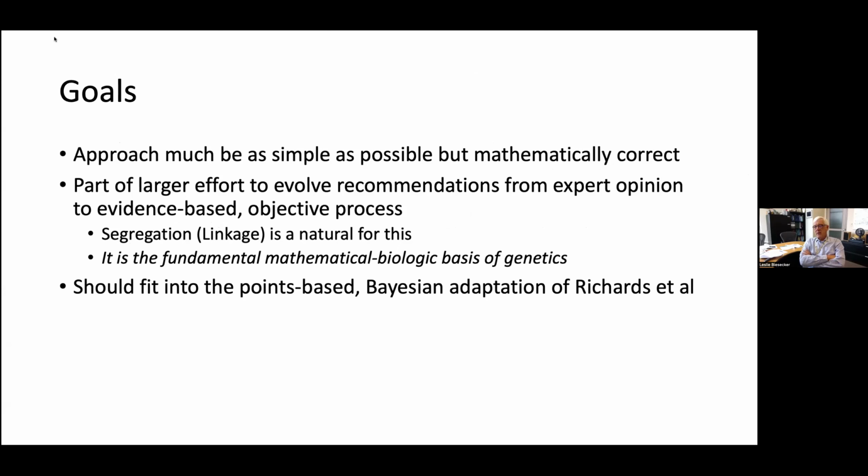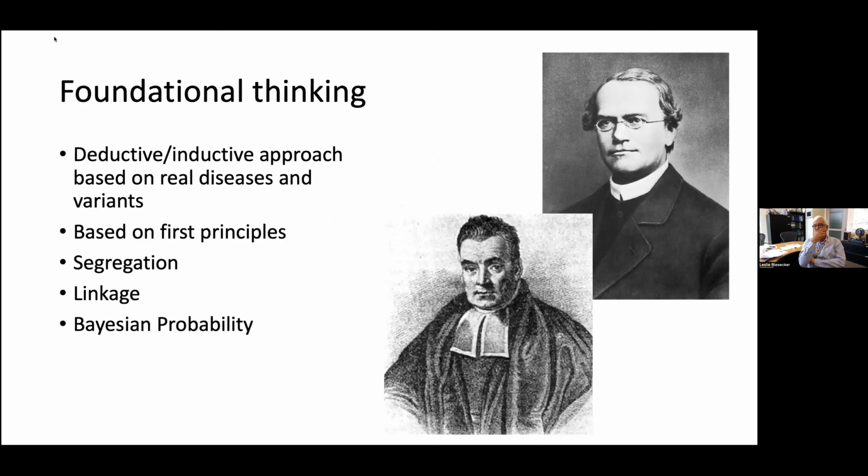And segregation, or what I prefer to call linkage, but we're going to call segregation or co-segregation, PP1, excuse me, is a natural for this because it is inherently mathematical. And of course, segregation of alleles is one of the fundamental mathematical biologic bases of genetics. And so it really should fit nicely into this point-based Bayesian adaptation of Richards et al.